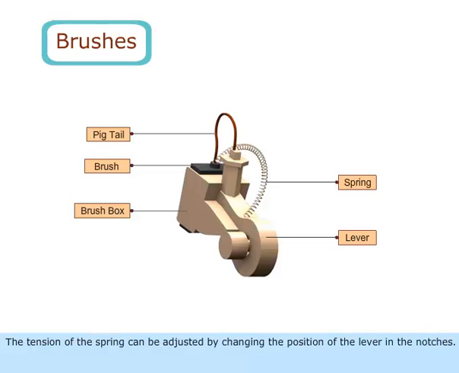The tension of the spring can be adjusted by changing the position of the lever in the notches. A flexible copper pigtail mounted at the top of the brush conveys current from the brushes to the holder.